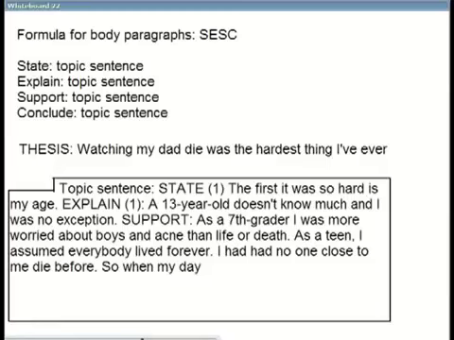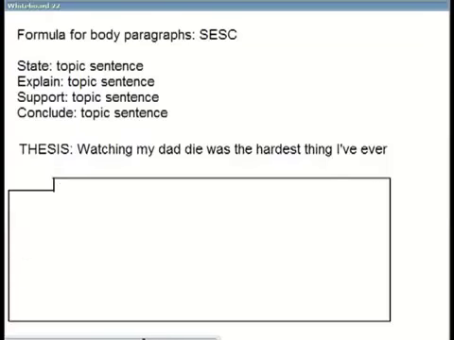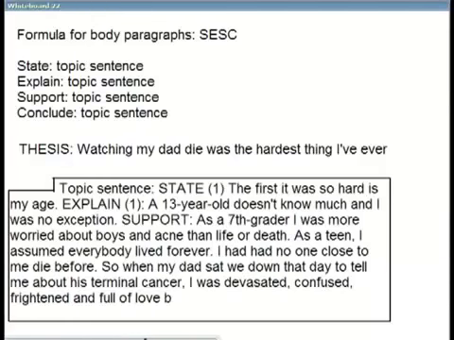So when my dad sat me down that day to tell me about his terminal cancer, I was devastated, confused, frightened, and full of love and tears that would not stop.